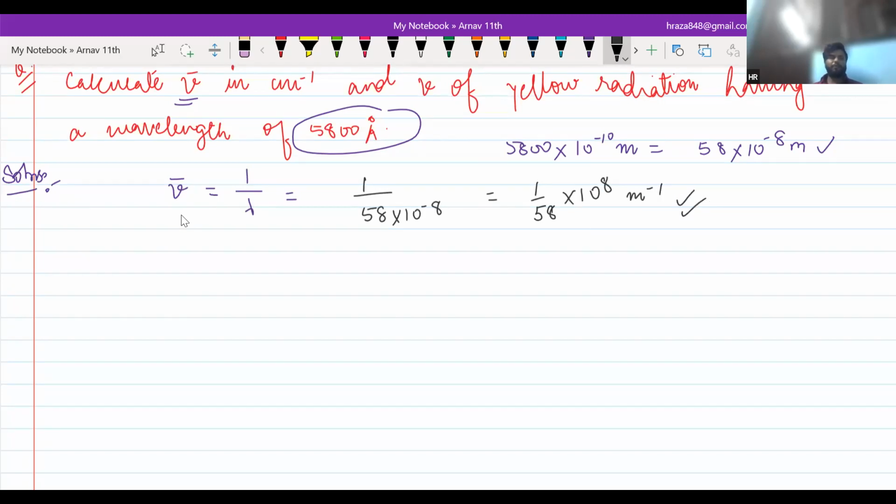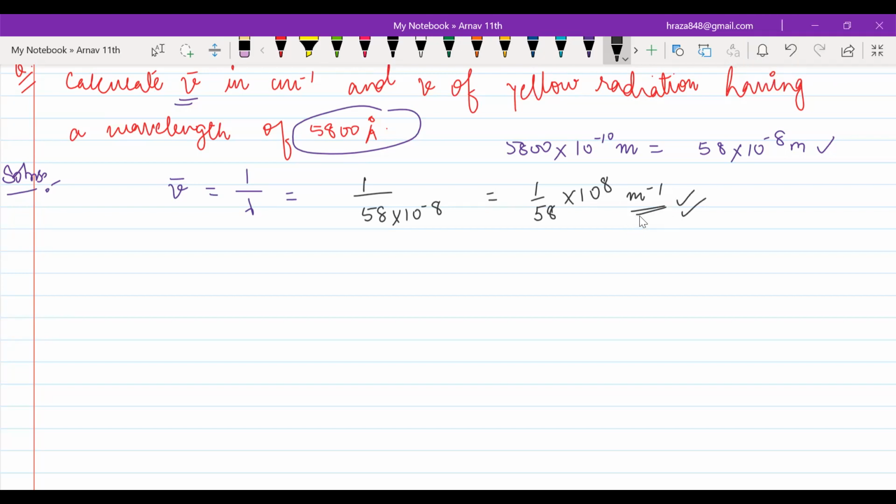This is your answer for the first. So we have to calculate in per centimeter. New bar you wrote centimeter, right? Oh, calculate in centimeter. Oh, sorry, I didn't see that. So if you're going to convert it into centimeter, it will be just divided. Wait a minute.